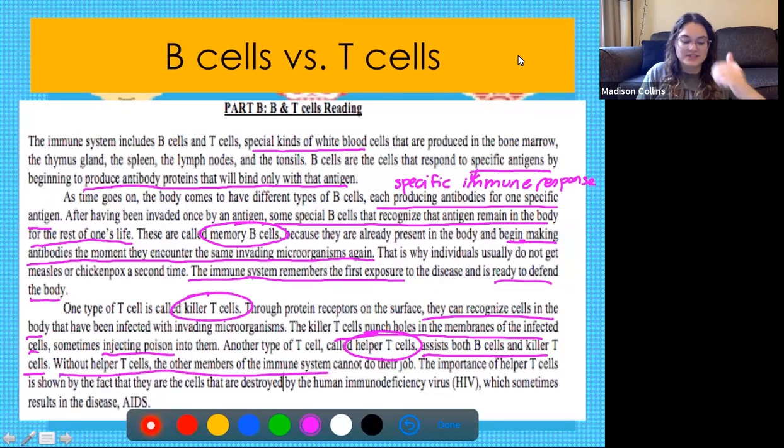The importance of helper T cells is shown by the fact that they are the cells that are destroyed by the human immunodeficiency virus, also known as HIV, which sometimes results in the disease AIDS. So each one of these cells is super, super important. And if one of them isn't working, you're going to have some trouble.